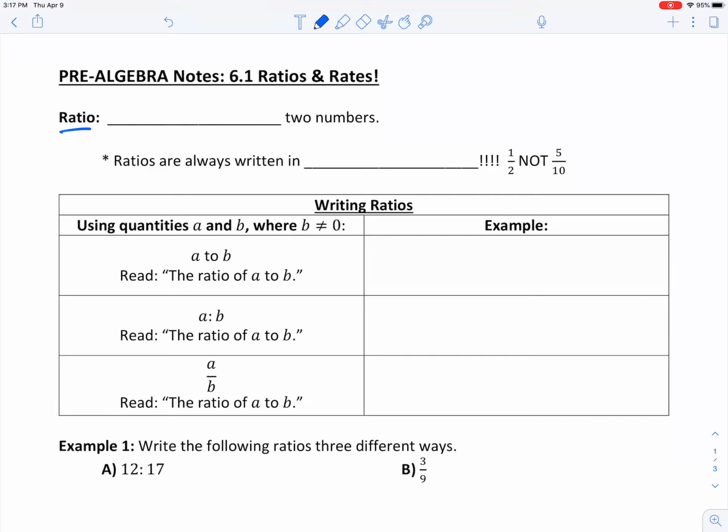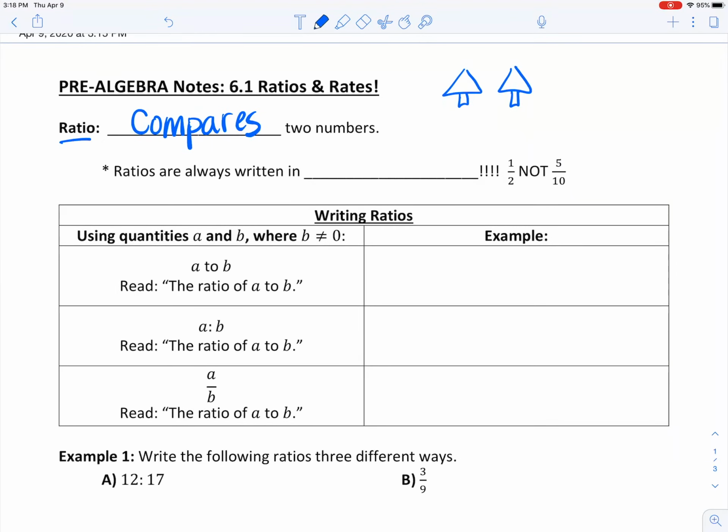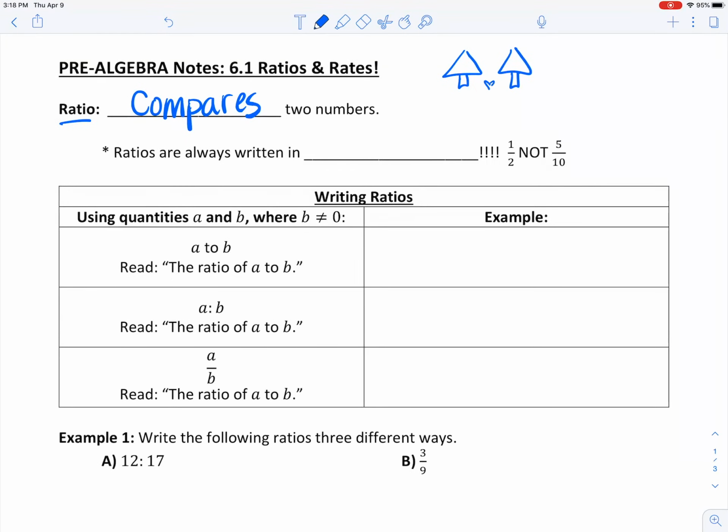So our first vocab word is a ratio. And what really is a ratio? Well, it compares two numbers. So for example, if I was talking about trees and flowers, all right, so here's two trees, and next to the trees were some flowers that were planted.